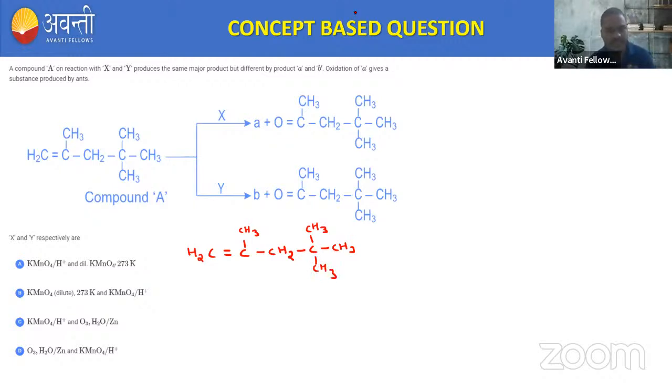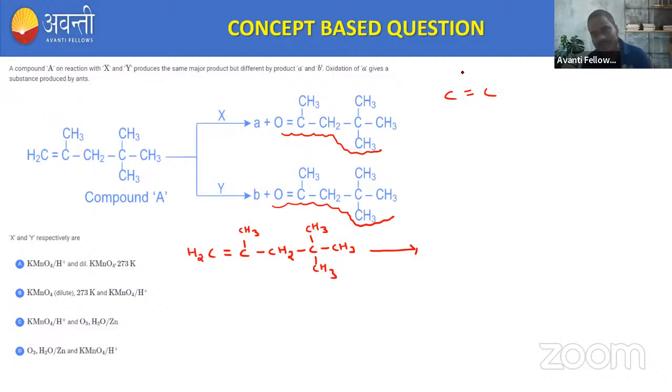Here again we have CH3. So we have CH2 double bond C, CH3, CH2, C, CH3, CH3 and CH3. This is compound A. Now when we treat this, we'll get one molecule of ketone here, and here also we'll get one molecule of ketone, plus A as well as B. So, very interesting note here: this must be ozonolysis because I already explained this thing.